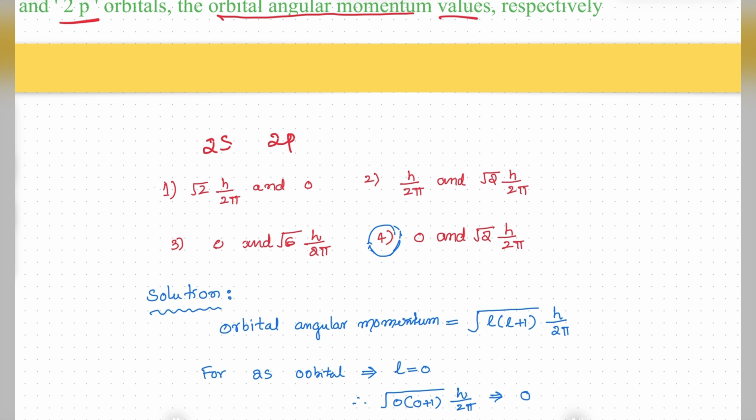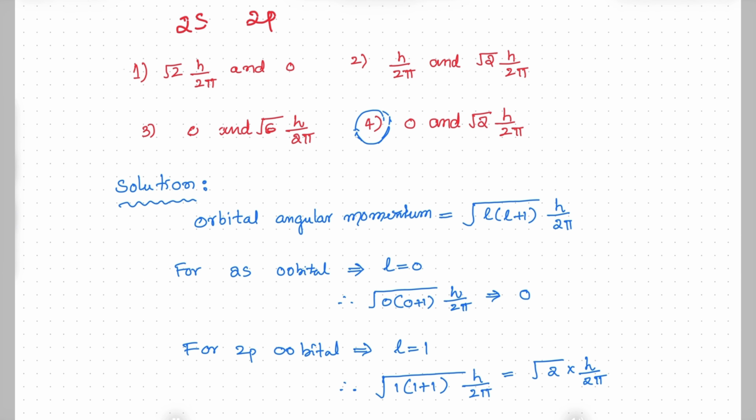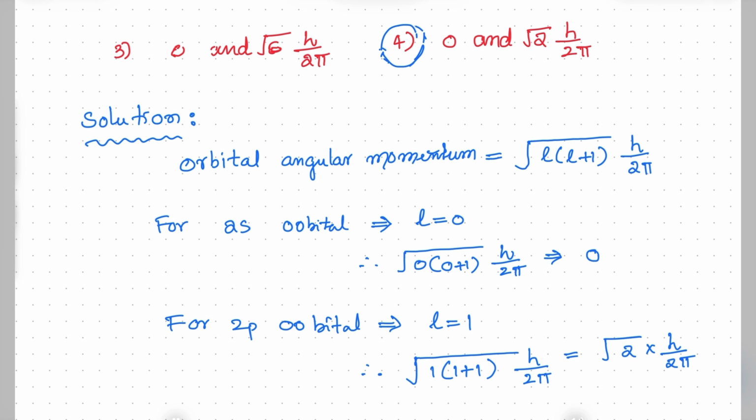Now we can see the solution for this question. Clear? All of you concentrate here. The orbital angular momentum formula is under root of L into L plus 1 into h by 2 pi. This is the simple formula for orbital angular momentum. L means azimuthal quantum number.